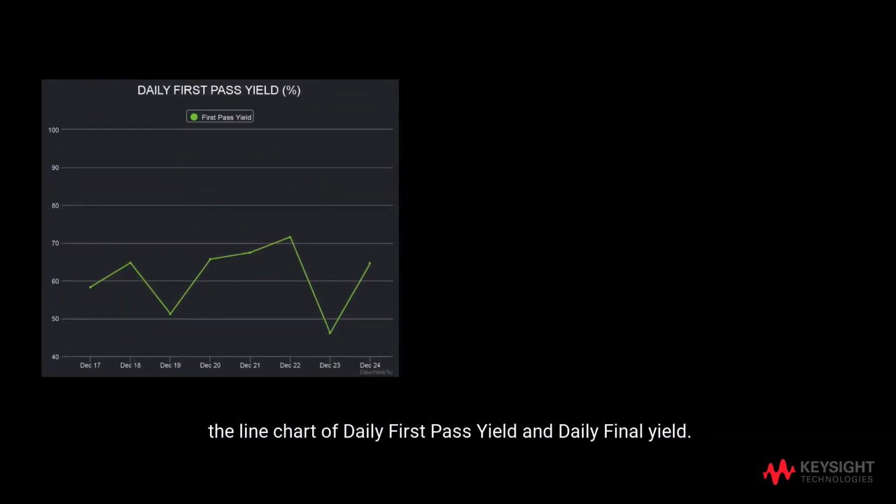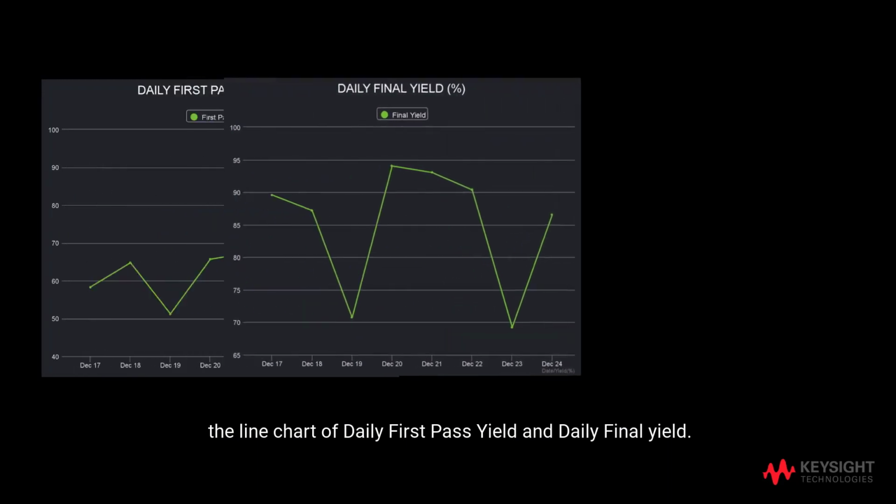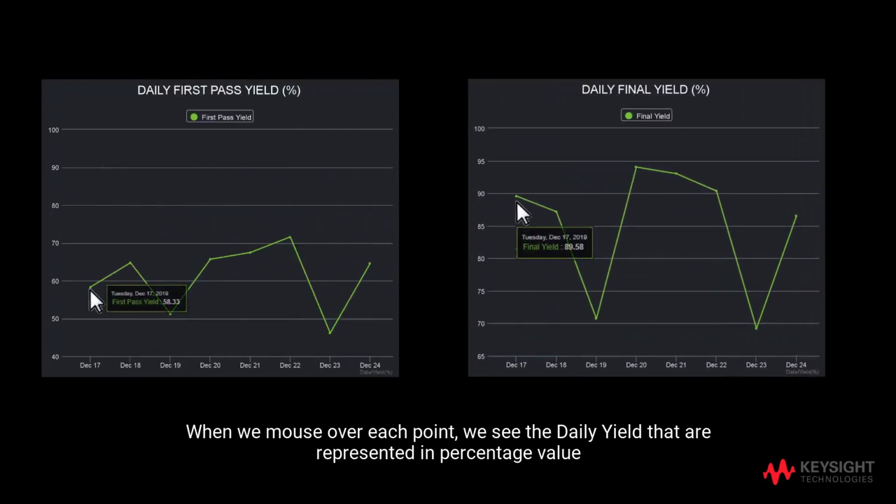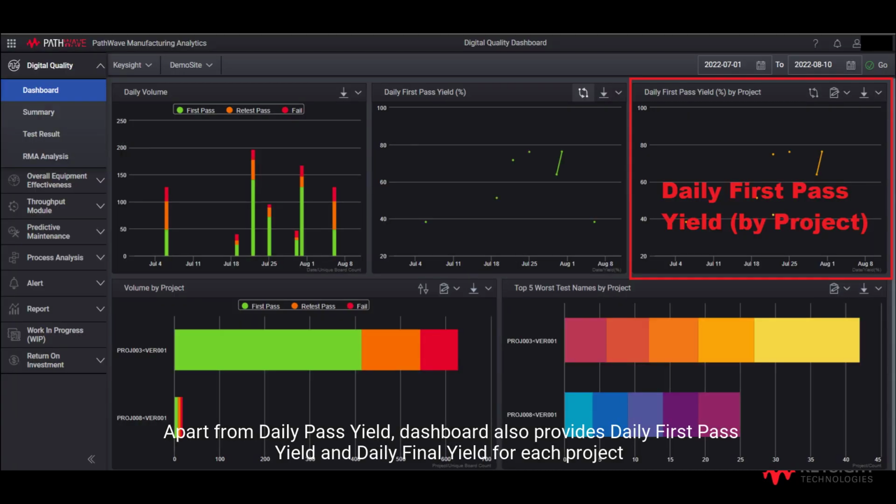The line chart of daily first pass yield and daily final yield. When we mouse over each point, we see the daily yield represented in percentage value.